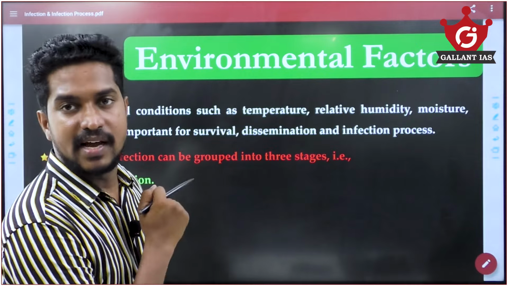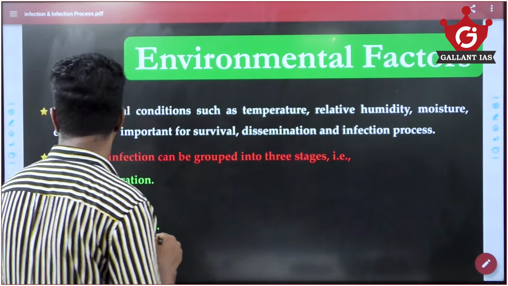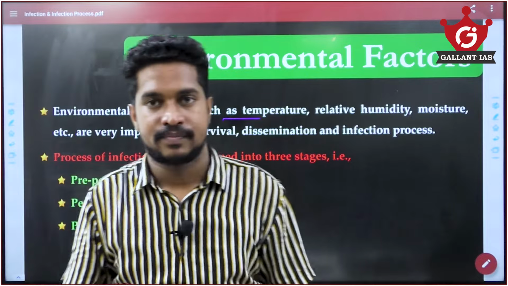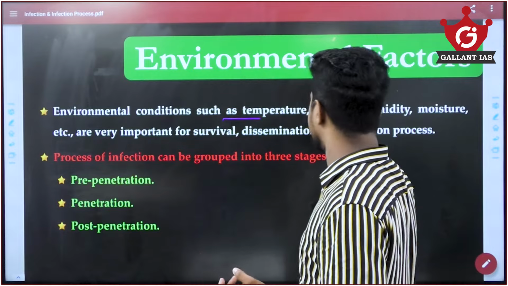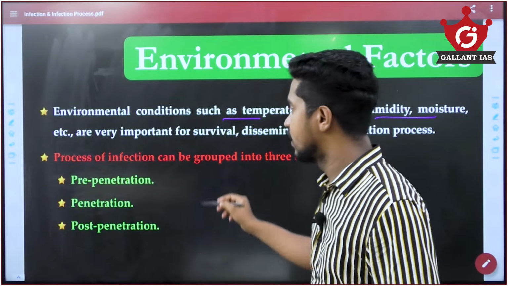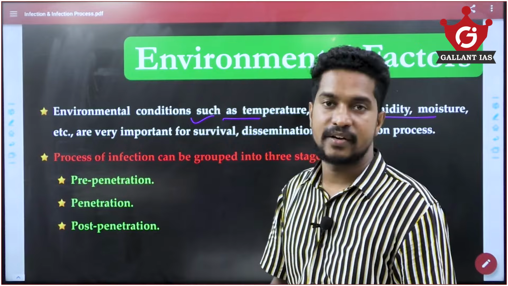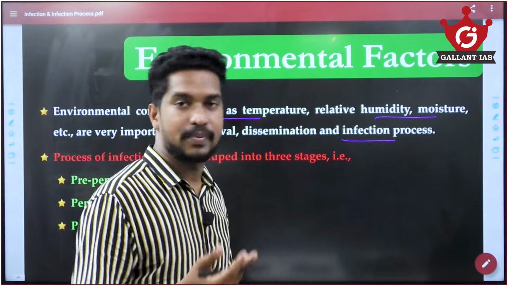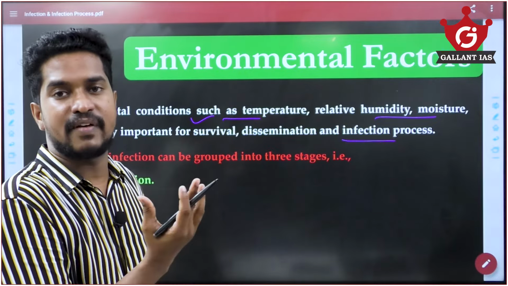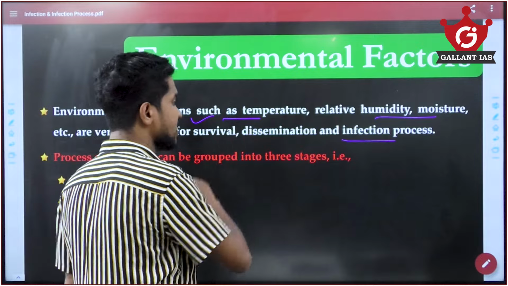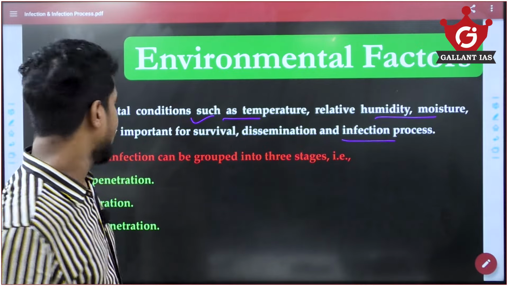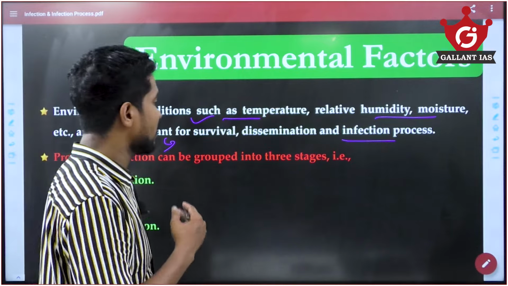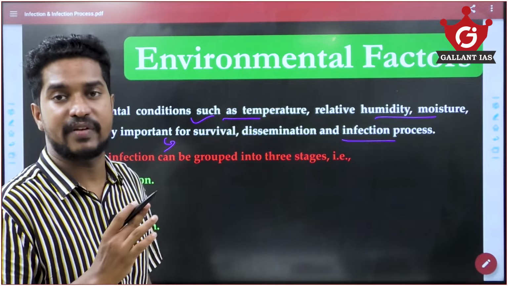The third factor is the environmental factor. Environmental conditions such as temperature, relative humidity, moisture, etc. are very important for survival, dissemination and infection process. So environmental factors play a very important role in the survival, dissemination and infection process.